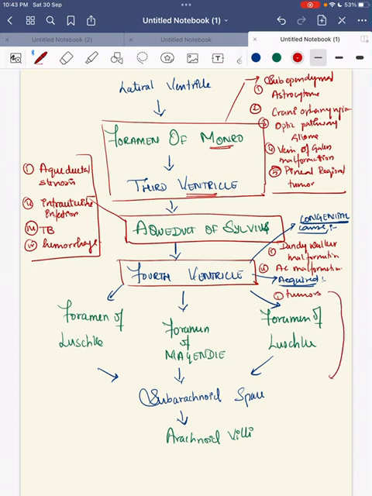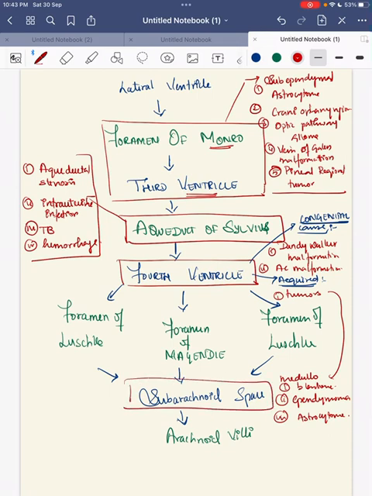Tumors can be medulloblastoma, ependymoma, and third is astrocytoma. These can cause obstruction at the fourth ventricle. Next, we will see the subarachnoid space.